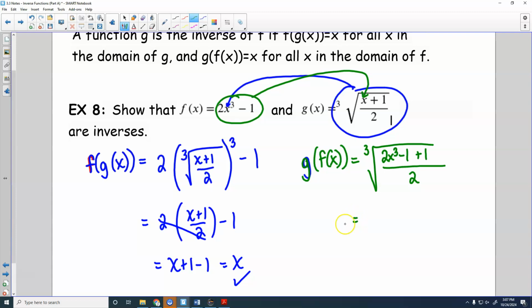Okay, what cancels first here? The 1's cancel first. That gives me the cube root of 2x cubed over 2. What cancels now? The 2's go first. And then you've got the cube root of x cubed, and that just gives you x there. So that would prove that those are inverses. We don't have time for the last one, so we'll skip that one.